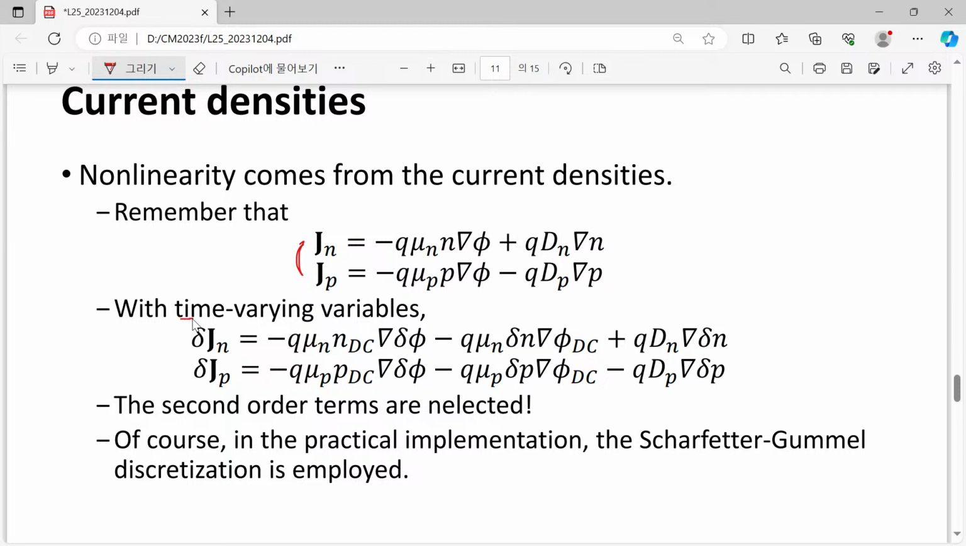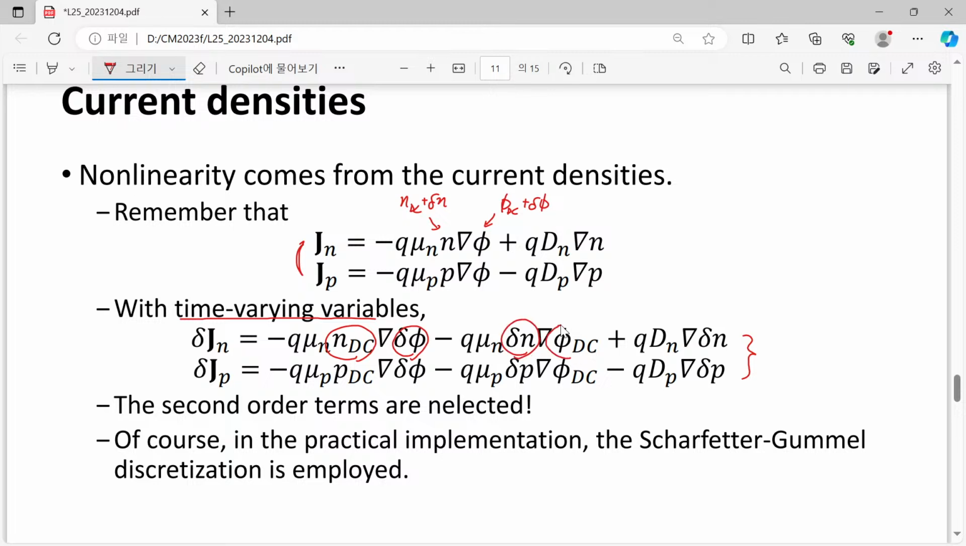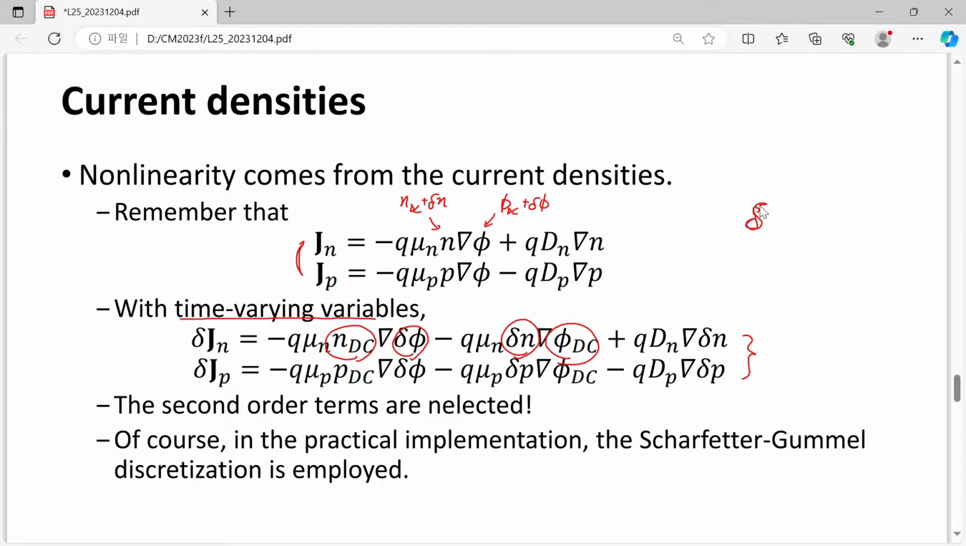And with time varying variables, we can write them in this form. How can you do that? Please just add here n_DC plus delta n. Please add phi_DC plus delta phi and just evaluate it. Then you will find n_DC times delta phi, delta n times phi_DC. Maybe you may ask me this question: if we do so, then we must have something like a delta n gradient delta phi. Why don't we have this term?